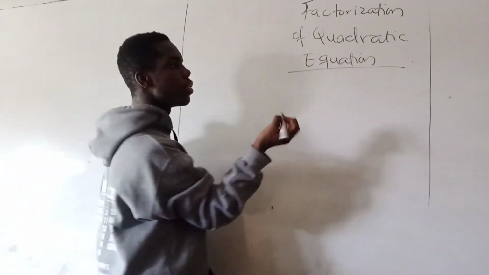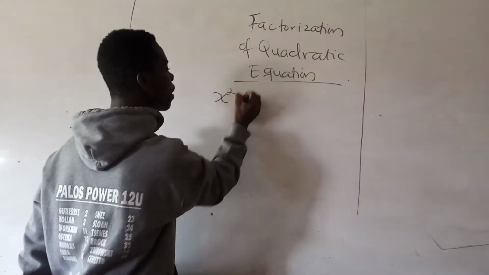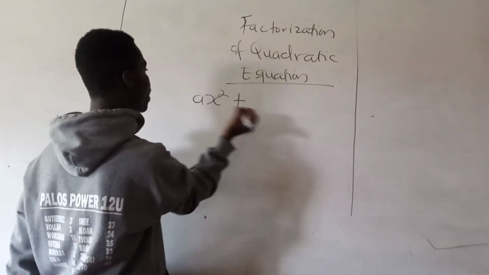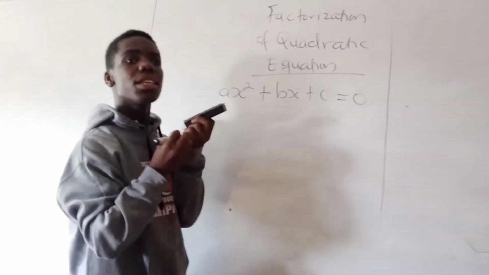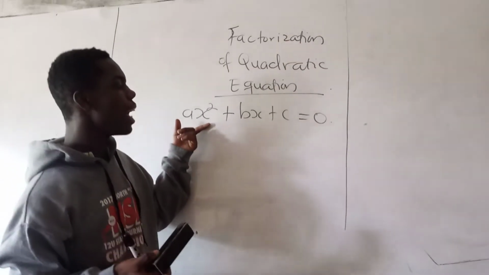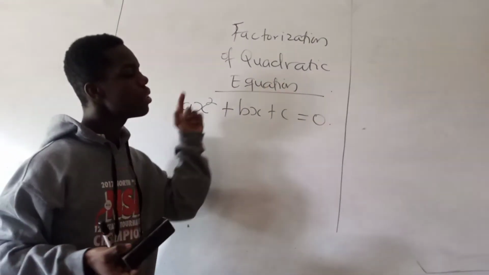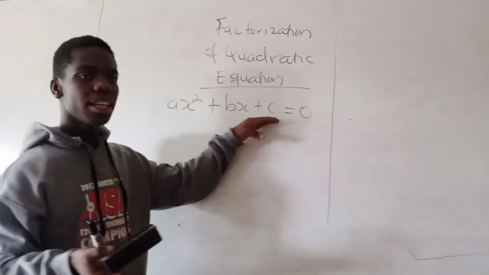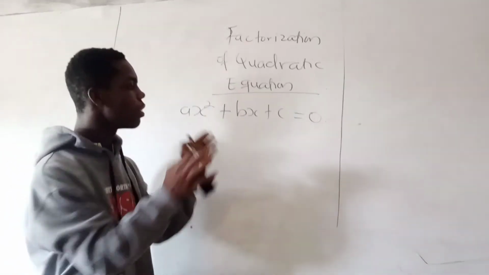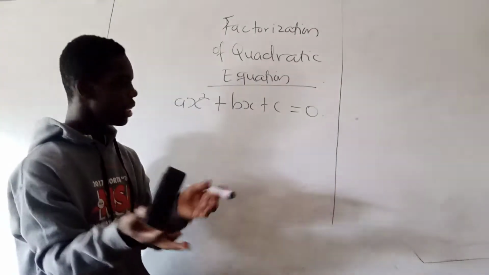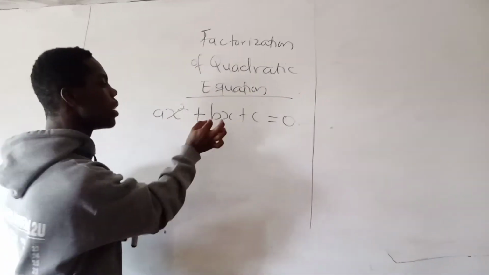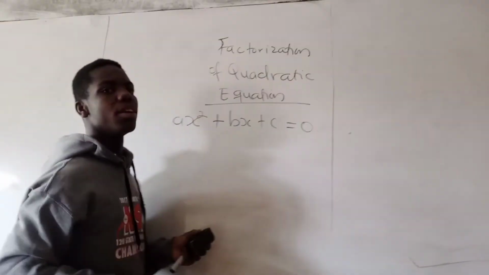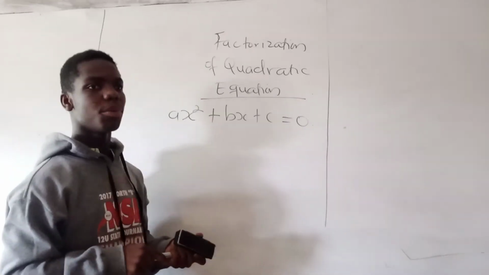A quadratic equation is of the form ax squared plus bx plus c equals 0. In factorizing a quadratic equation, you first take the coefficient of x squared multiplied by the constant c. Then you find the factors of the product gotten. When you add those factors, you are supposed to get the coefficient of x. So let's take one example and try it.